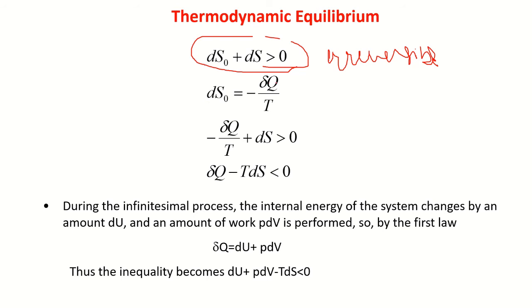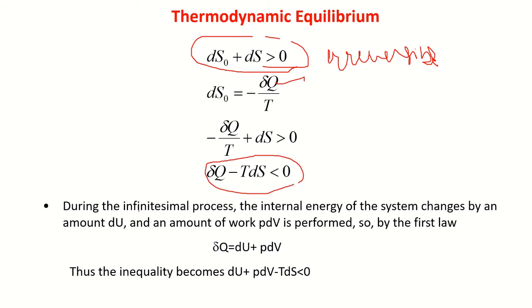ds naught, it is losing heat, so let me write minus delta Q by T. So substitute here: delta Q minus delta Q by T plus dS greater than 0, or minus delta Q plus TdS must be greater than 0, or when I multiply throughout by a minus sign, you will be getting this.